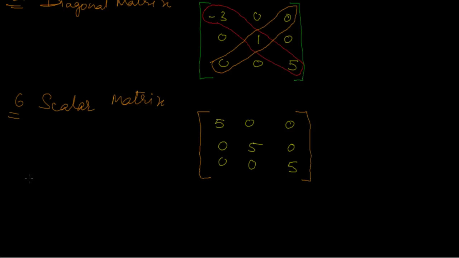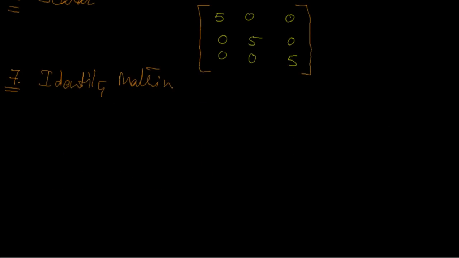Number 7, I would like to tell you about the identity matrix. So in the identity matrix you will see 1 0 0, 0 1 0 and 0 0 1. This is the identity matrix. It is also a submatrix of the scalar matrix, of the diagonal matrix, and of the square matrix.